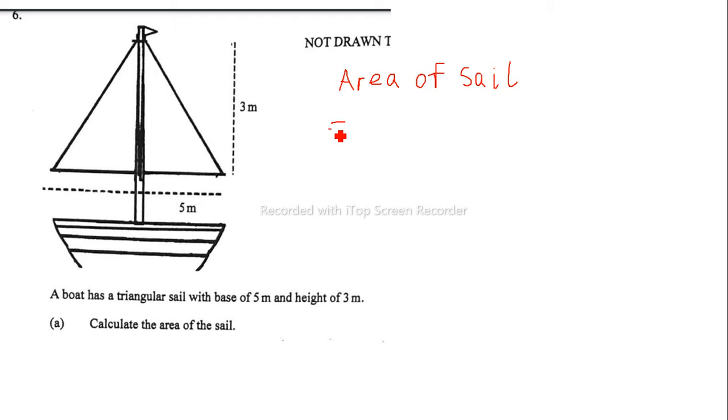Very good. So since it is a triangular sail, it's a triangle. We can clearly see this is a triangle. And the area of a triangle is base times height divided by 2. So the area of the sail is going to be base times height, all over 2.